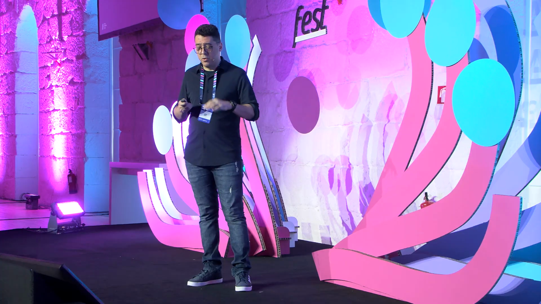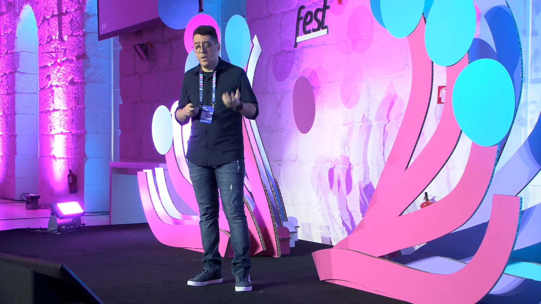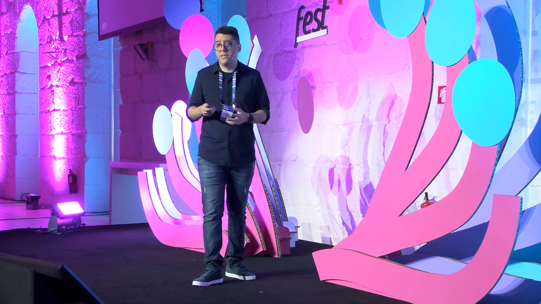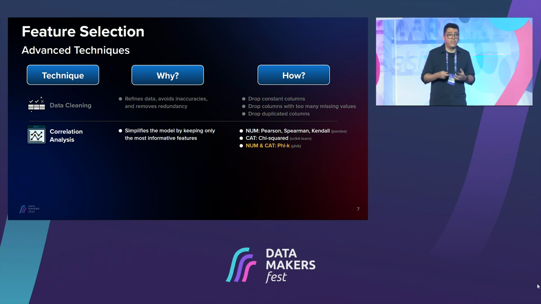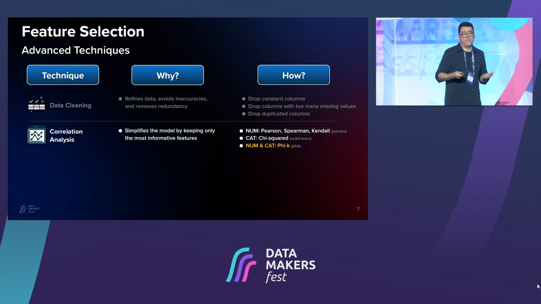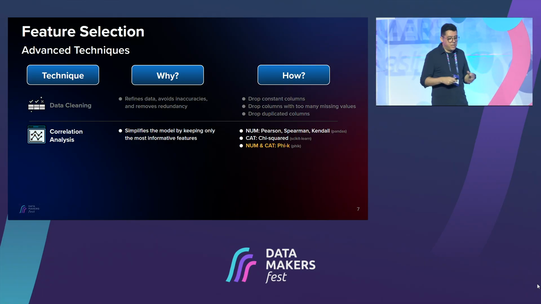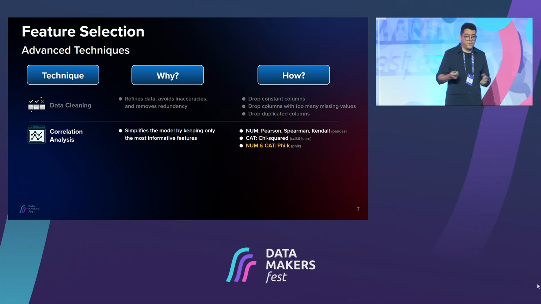Let's go to the other groups that I want to highlight. The first one is the correlation analysis. This is a very well-known group of techniques that we use to simplify our model by keeping only the most informative features, right? And we can use lots of techniques. So for numerical features, for instance, we can use Pearson, Spearman, or Kendall, available in Pandas, for instance.